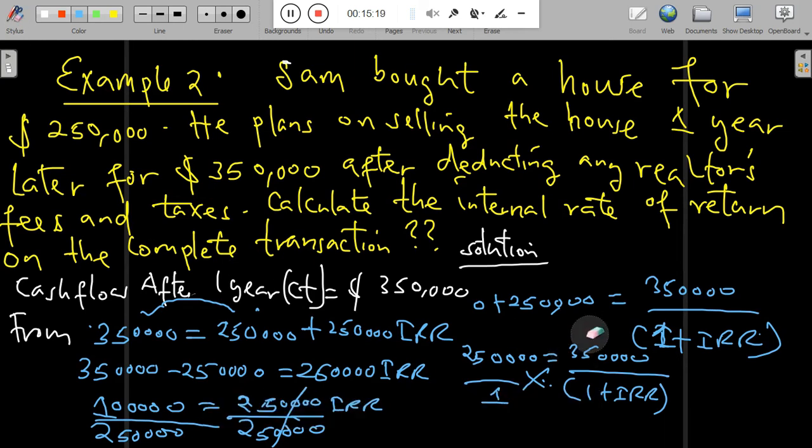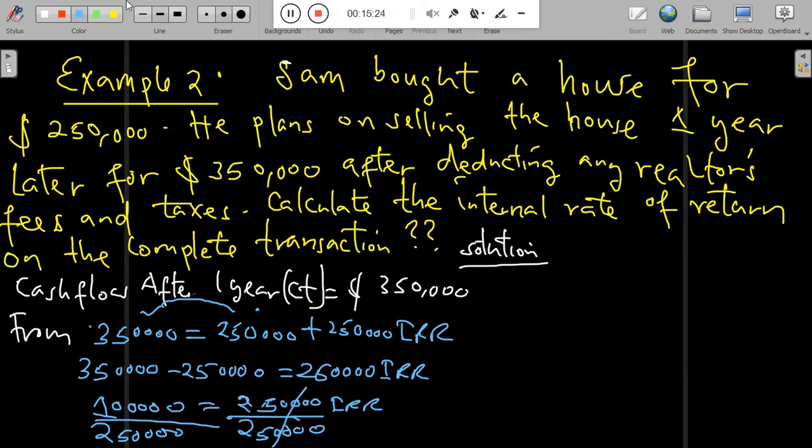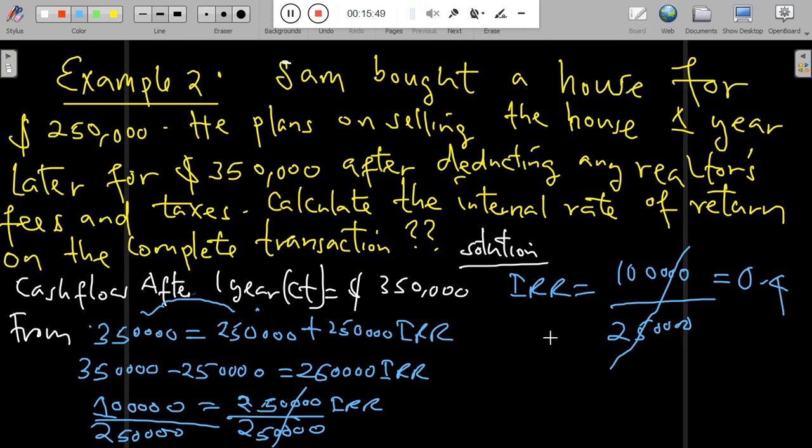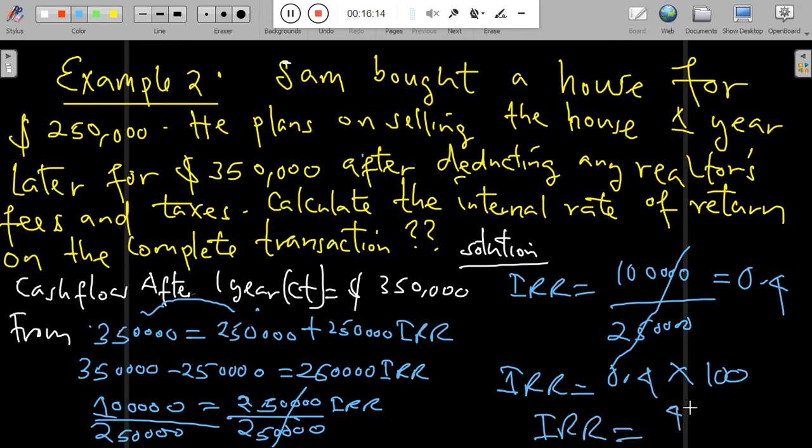Our IRR will be equal to 0.4. When we take 0.4 times 100 and convert it into a percentage, this gives 40%. So our IRR is equal to 40%. The internal rate of return is equal to 40%.